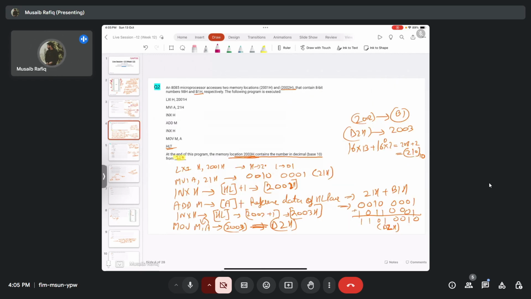Then we had this question number 2, where the following program was executed and we were to determine the contents available at location 2003 hex, and we had to write the answer in decimal. So after the following set of instructions, 210 was the required answer.